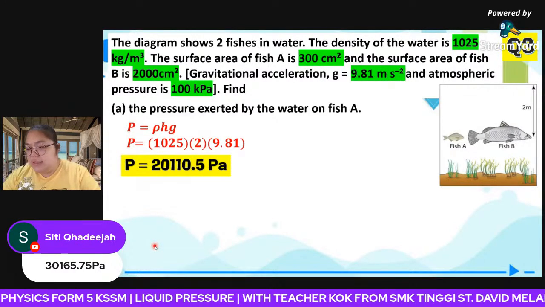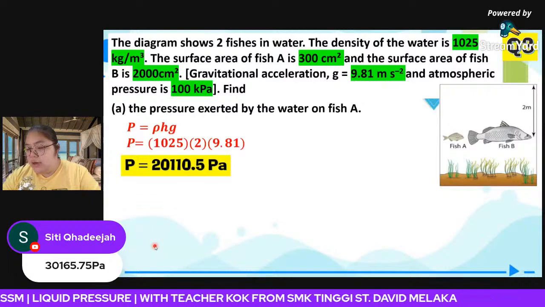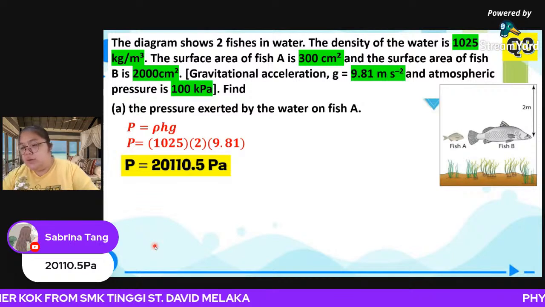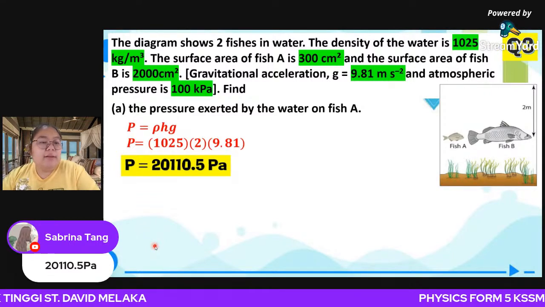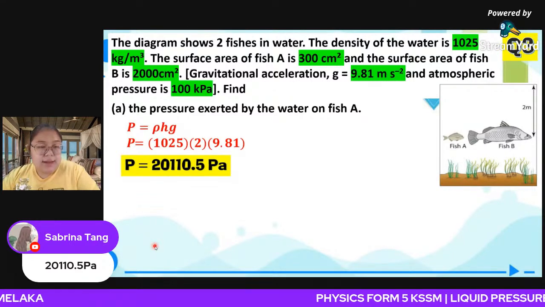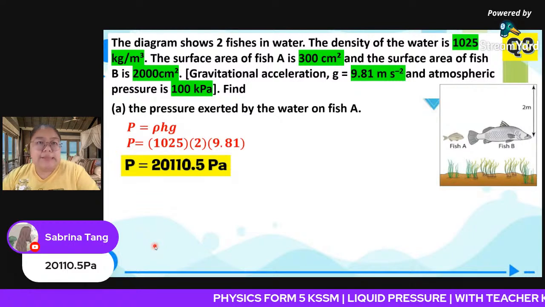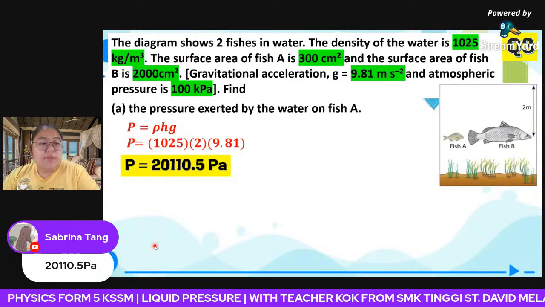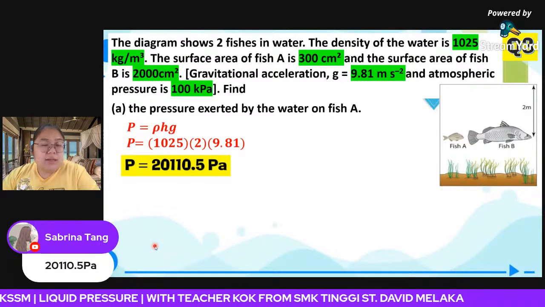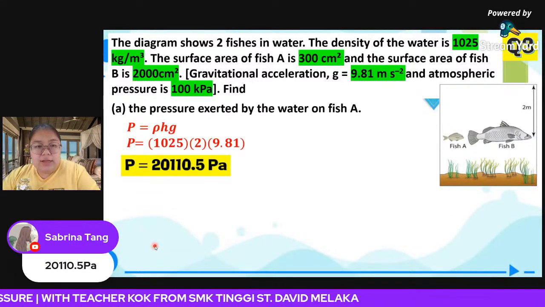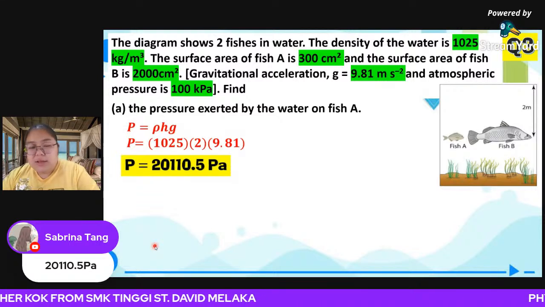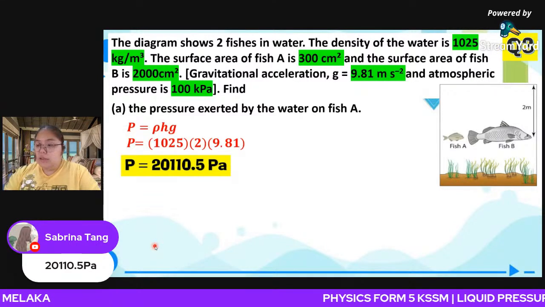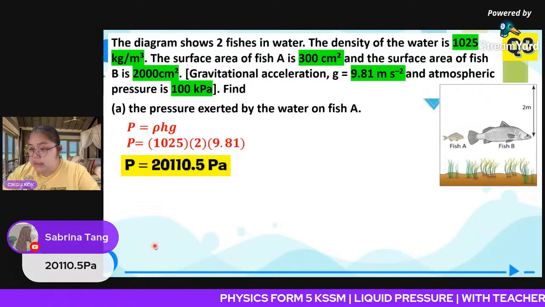City, we get the wrong thing. Yuan Ru also the same, wrong. The answer from Sabrina and also Yi Ru, that's correct: 20,110.5 pascal. Okay, what's the wrong thing? Yuan Ru, maybe you're using the 10, is it? You're using a different gravitational value, 10, is it? So from here, we're using 9.81 if the question gives you that. This one is the answer.